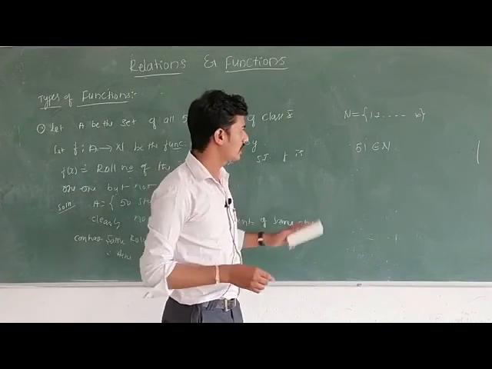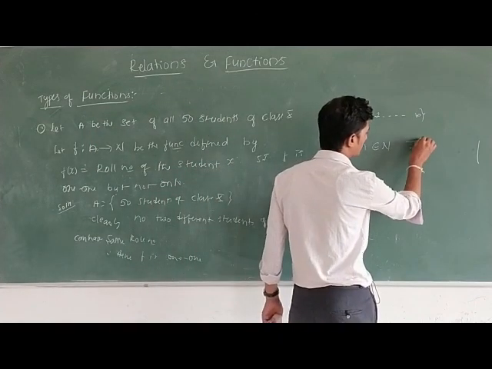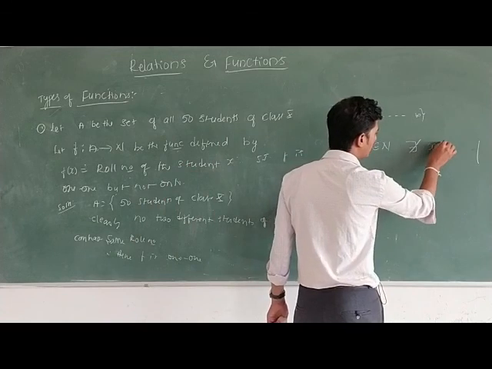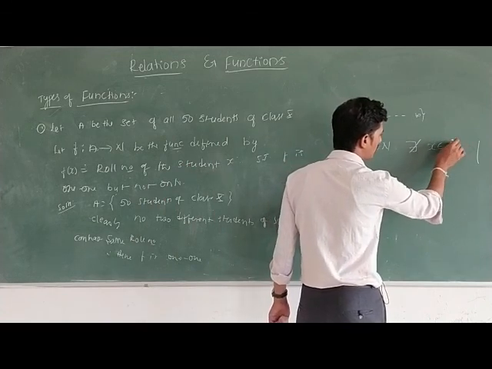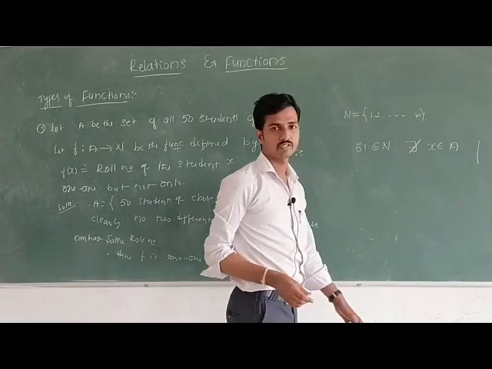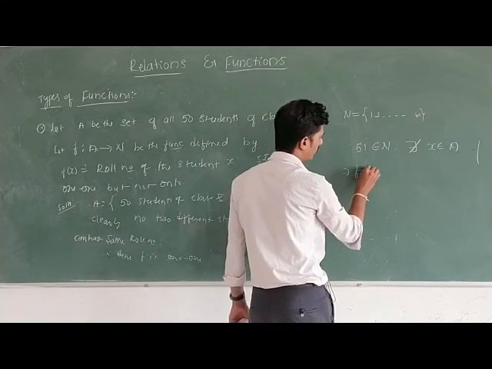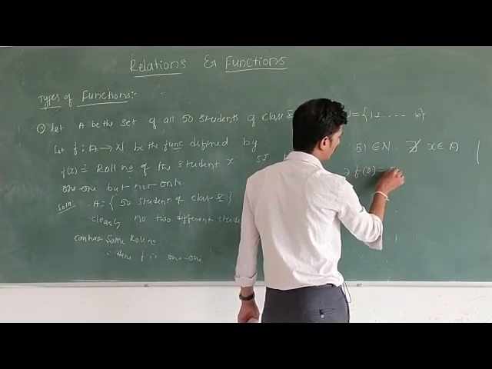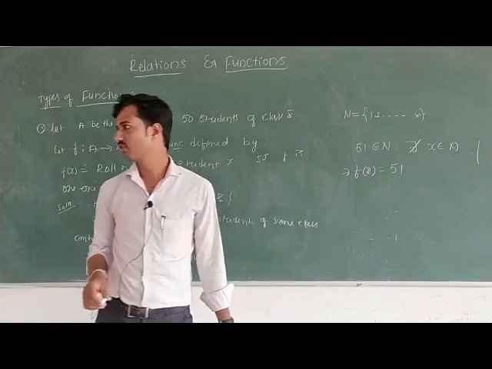Okay, so there does not exist any element x which belongs to the domain A such that f of x is equal to 51.